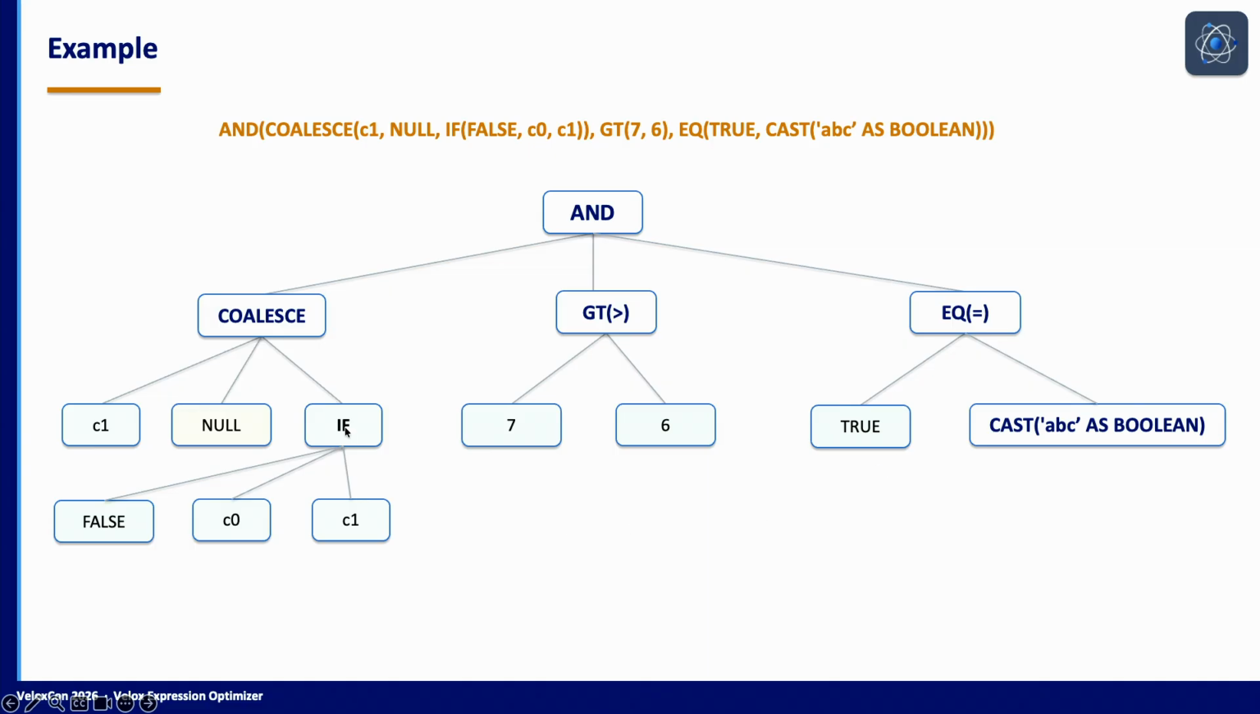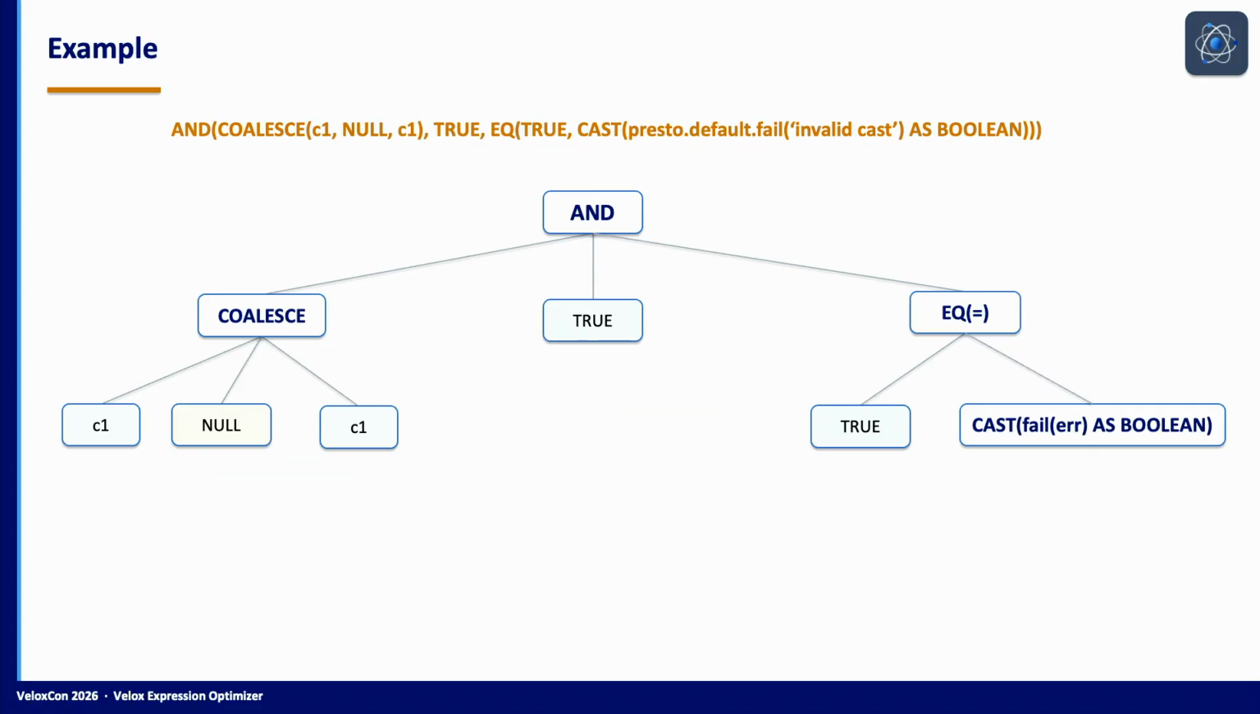Then again, you see that this if can be simplified as well. But here C0 and C1 are columns, so you cannot actually constant fold it. You need to infer that because the condition is false, this subtree can simplify to C1, which is what Presto does. This is folded to true, and then this is an invalid cast. So what Presto does is it replaces this with a fail expression. In the second pass, this is the transformation that happens.